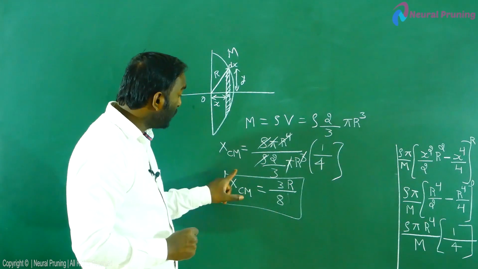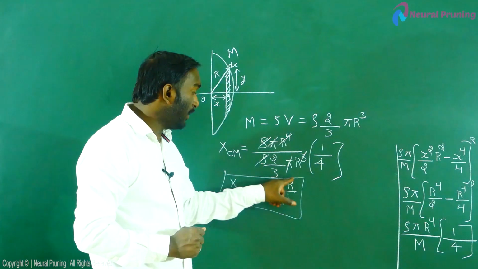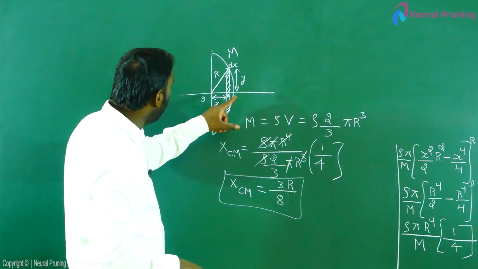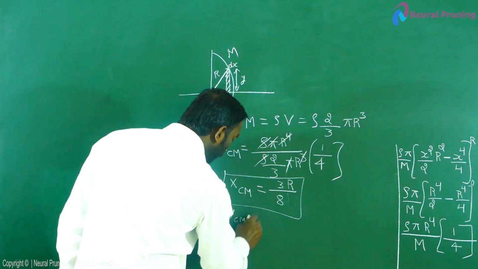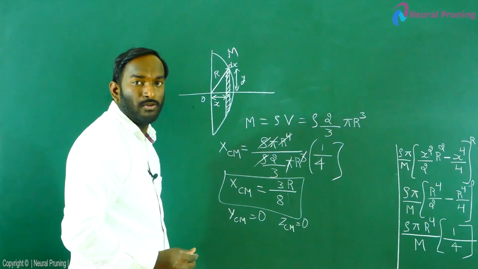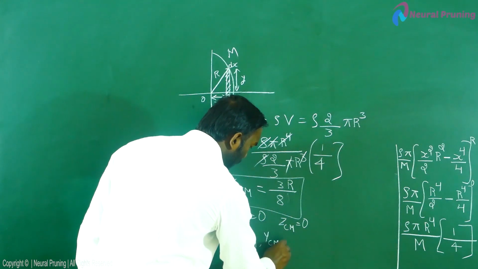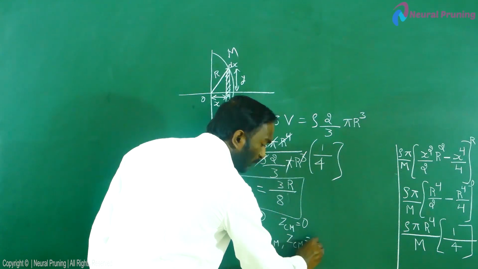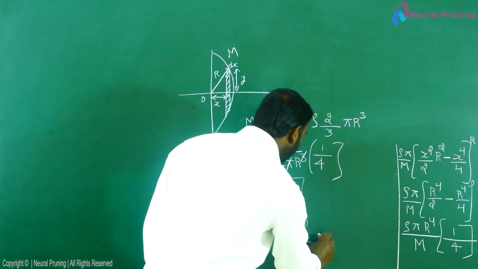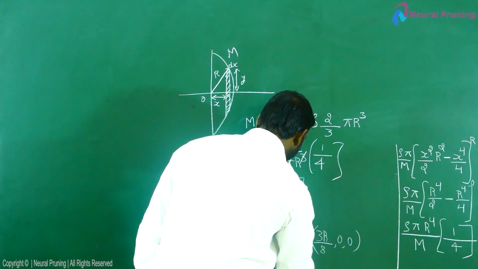So the position of the center of mass of the hemisphere along the x-axis is 3R by 8. Along the y-axis it is 0 and along the z-axis it is also 0. What are the coordinates then? xcm, ycm, zcm is equal to 3R by 8, 0, 0.